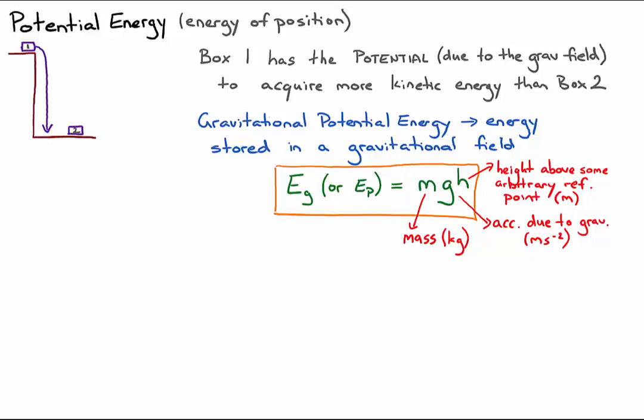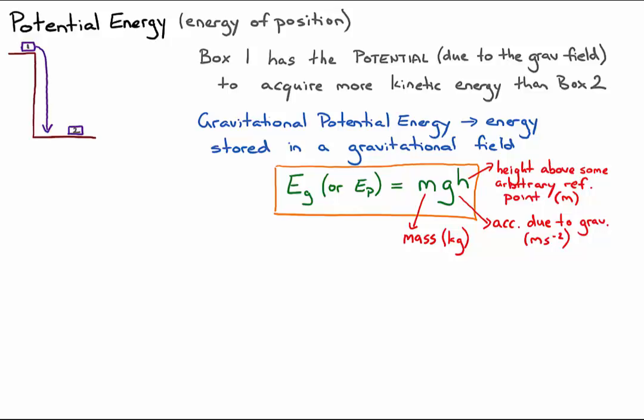I also want to point out that the gravitational potential energy equation contains that mass term, and that also makes intuitive sense. If you drop a heavy object and a light object from the same height, the heavy object will make more of an impact when it hits the ground, and that's an indication that it's gained more kinetic energy when it's fallen.